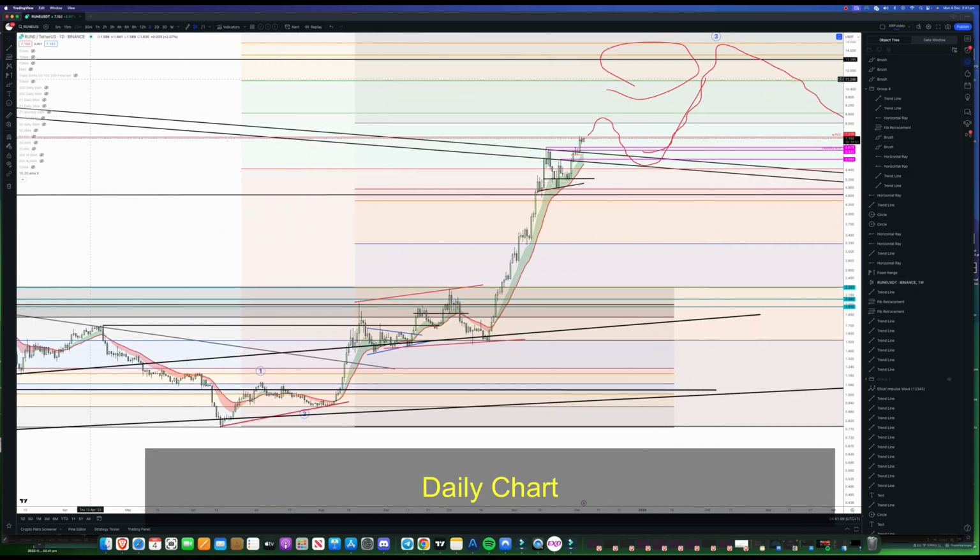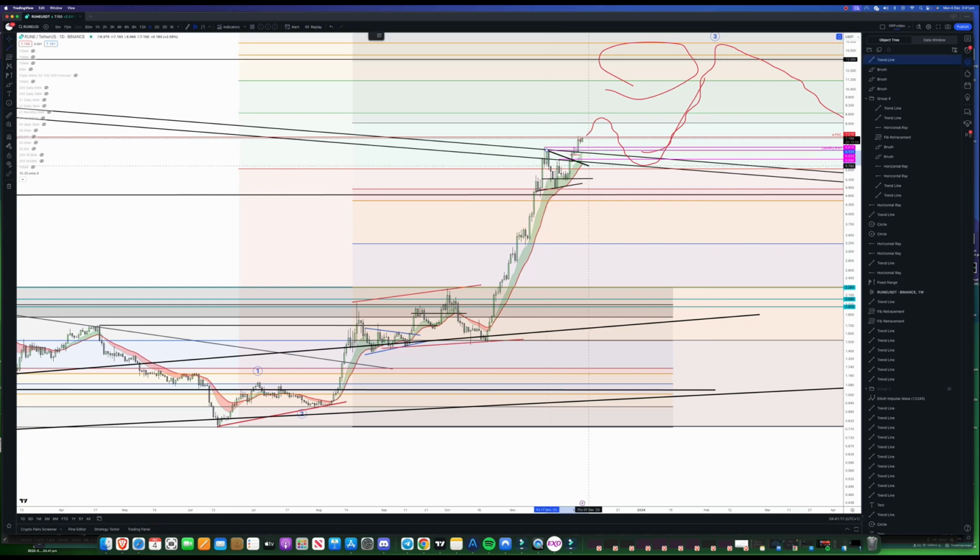So daily, it was a bull flag, basically. Not the best of bull flags, and it's broken up. Yeah, I can still see this pulling back a bit. Bitcoin's approaching. I can see this. That would be a nice entry there.